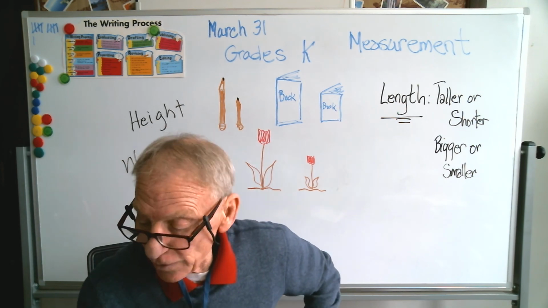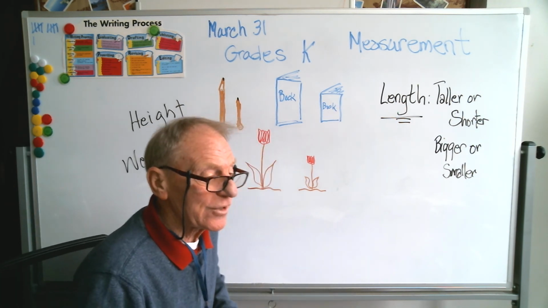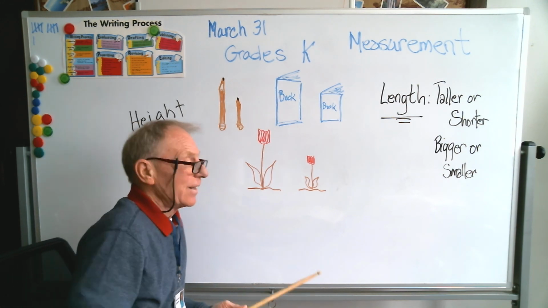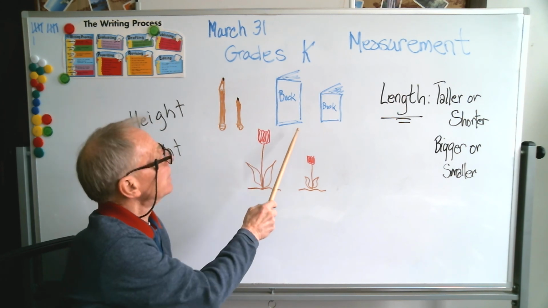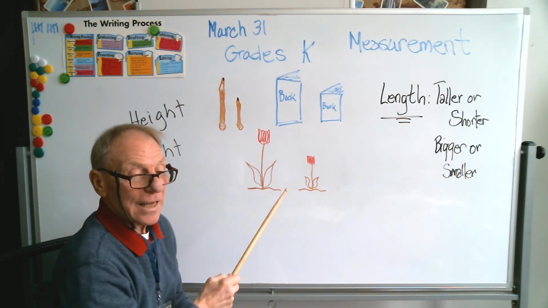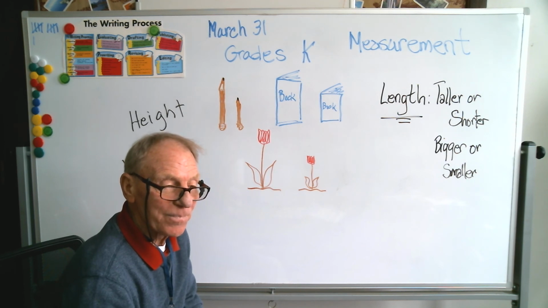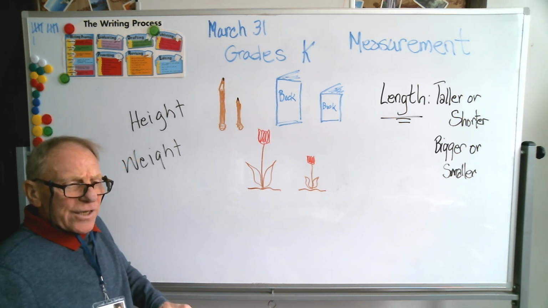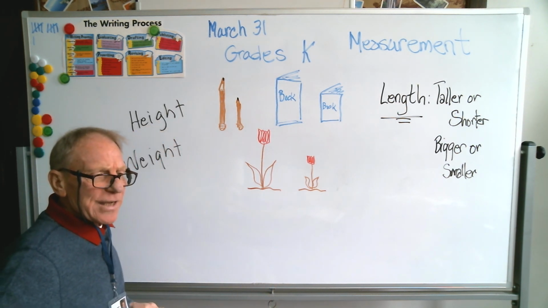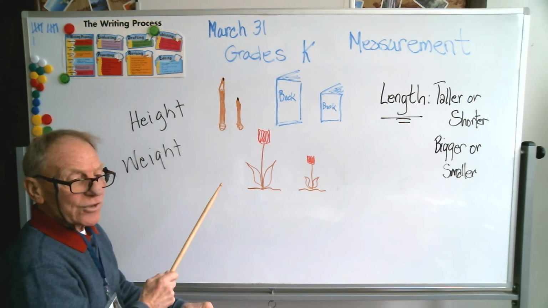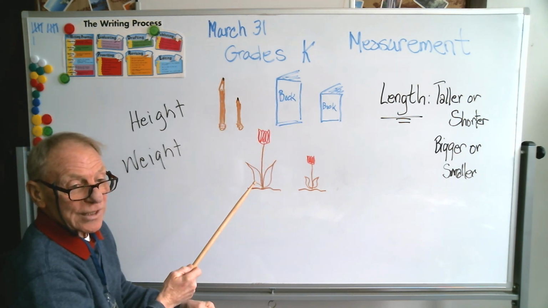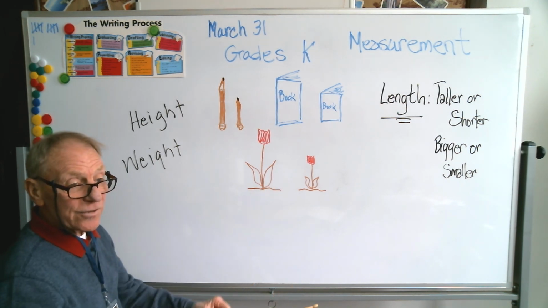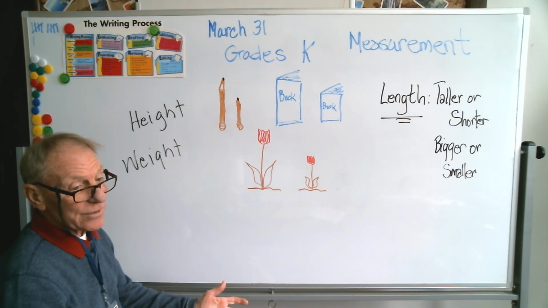For example, if we look on the board, you can see that I've drawn some pictures for you. Here we have 2 pencils, 2 books, and 2 spring flowers. Now, when you look at these different pictures, the first thing you notice is they're not the same. These 2 pencils aren't the same size. These 2 books aren't the same size. These 2 flowers aren't the same size. Lots of things can be the same, but be different sizes.